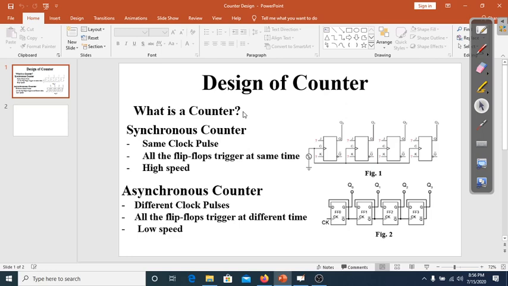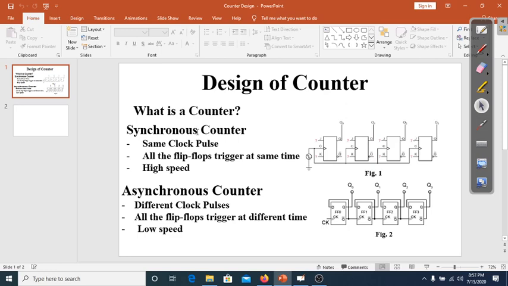These counters can be found in a lot of digital circuits, for example, in digital clocks, moreover, in traffic signal, these counters work, and many other digital circuits. Furthermore, we divided the counter into two types. One is known as synchronous counter and other is known as asynchronous counter.